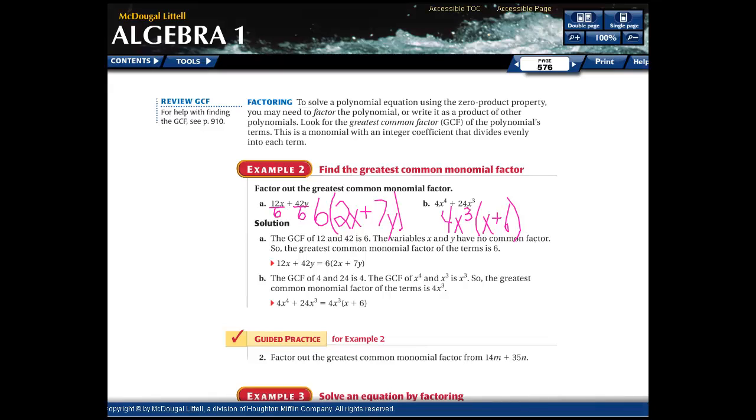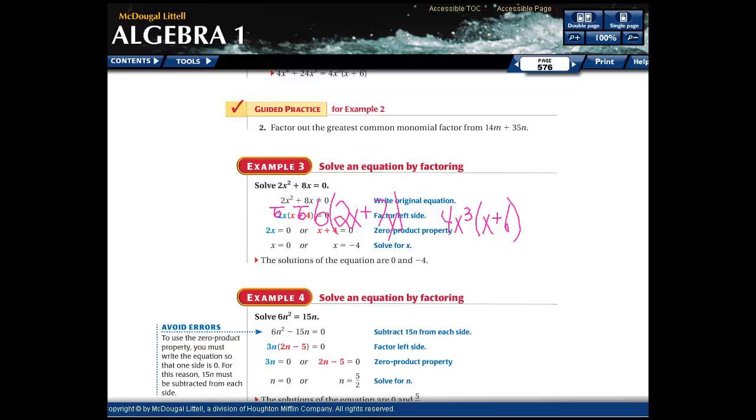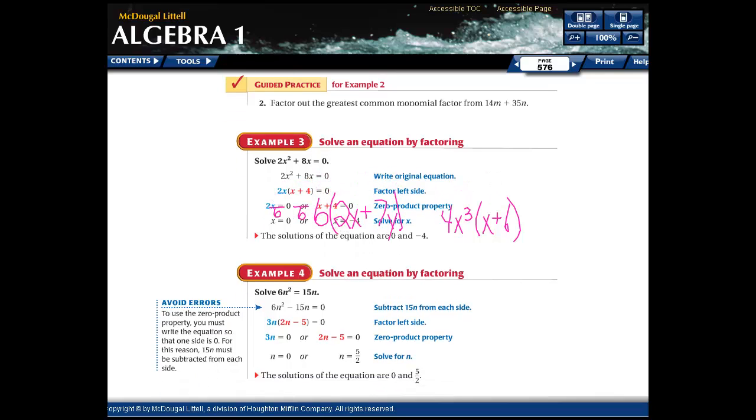Let's try that example here at the bottom. Factor out the greatest common monomial factor of 14m plus 35n. So the biggest number that can come out of both, 7.